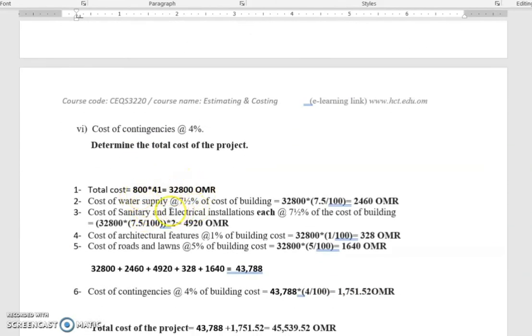Now we just need to add these prices to the total cost, or to multiply these prices with the total cost. So 7.5% into the cost of the building, we will get this much. So this much, 2,460 riyals we need to spend for the water supply in the building, which costs 32,800 Omani riyals.